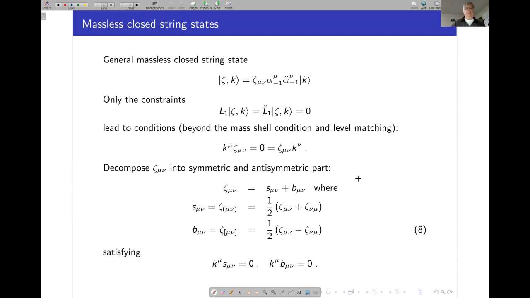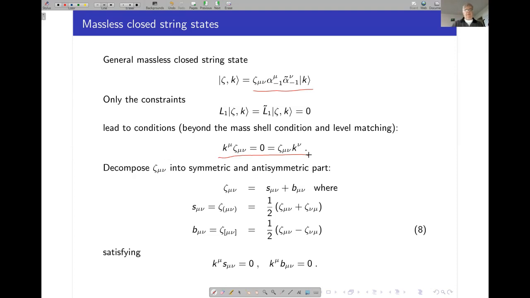Just to repeat this again, we start out by looking at the most general massless closed string state, which looks like this. Zeta mu nu is a polarization tensor, and it's now a general rank 2 tensor. We have already imposed the L0 constraints. The constraints from L2, L3, and so on don't give conditions, as you can check, but the L1 operators give us conditions, and these conditions say that if we contract the polarization tensor with the momentum vector, we get 0.